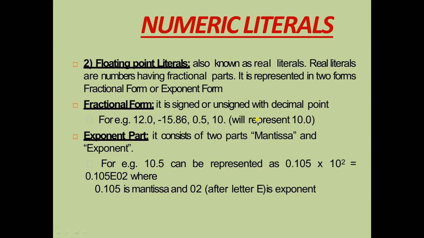Next is the floating point literal, also known as a real literal. Real literals are numbers having a fractional part. They are represented in two forms, the fractional form or the exponent form. The fractional form is signed or unsigned with a decimal point, like 12.0. The exponent form consists of two parts, the mantissa and the exponent. In this example, 105 is the mantissa and 02 is the exponent.